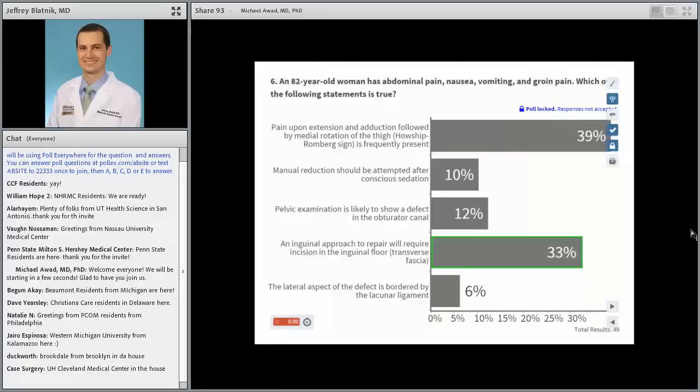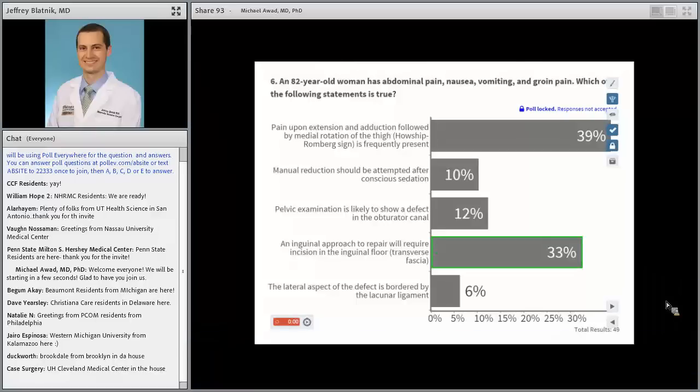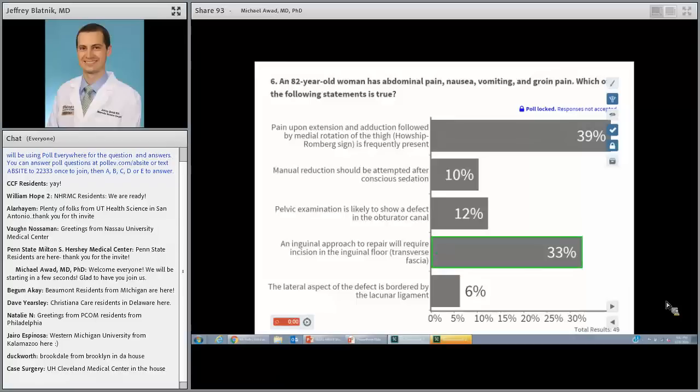So she has nausea, vomiting, and groin pain, which would make you think that she has incarcerated bowel in there. So to just push it back in and ignore it is not the right answer. You can address these either open or laparoscopically, but you want to make sure you ultimately look at the intestine. With an inguinal approach, you actually have to incise the inguinal floor to take a look at things.